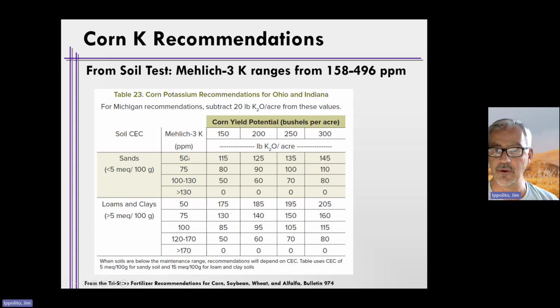And so the lowest value in the range that we were looking at was 158 parts per million. If we had a coarse textured soil, we would not have to add any potassium to this soil. If we had a fine textured soil at the lowest range of 158, which would fall within this range on the table, depending on the corn yield, we would have to add either 50, 60, 70, or 80 pounds of K2O per acre. And that's how this table works.